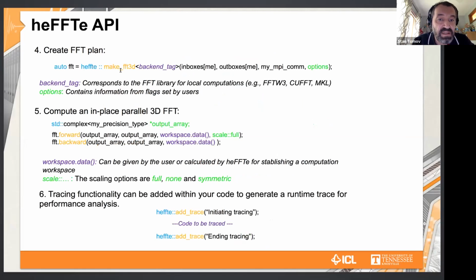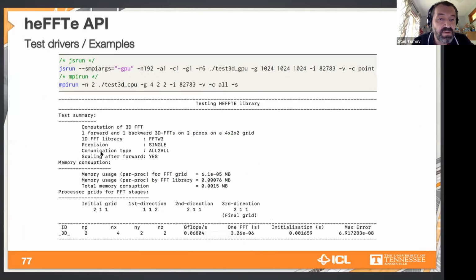And then one would create a plan for how the FFT would be computed like this. And then one would call the computational routines like that. Also, there are various tracing functionalities that one can use to trace and see the execution, exactly what happened. So that's one illustration of how we will call. There are various options all available and described. And then there would be a summary of the execution, including timing, what grids were used, what gigabytes per second was achieved, error, and things like that.